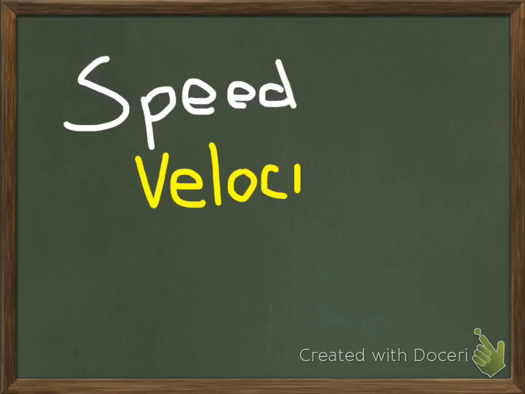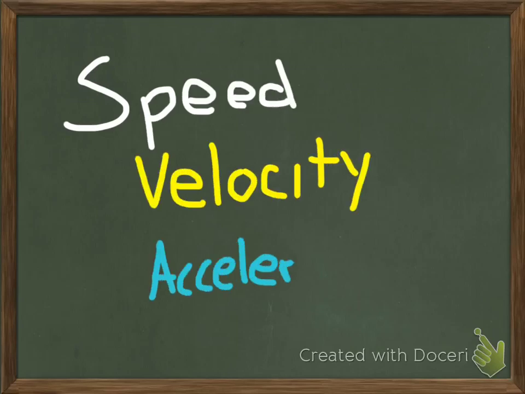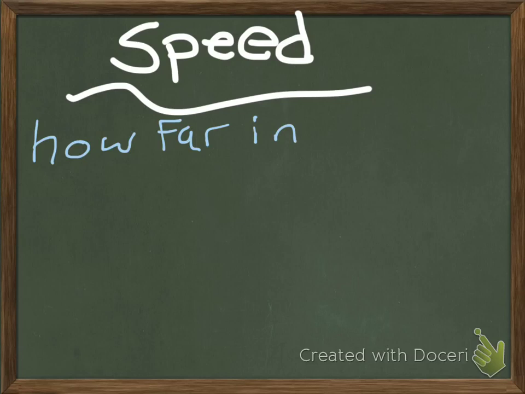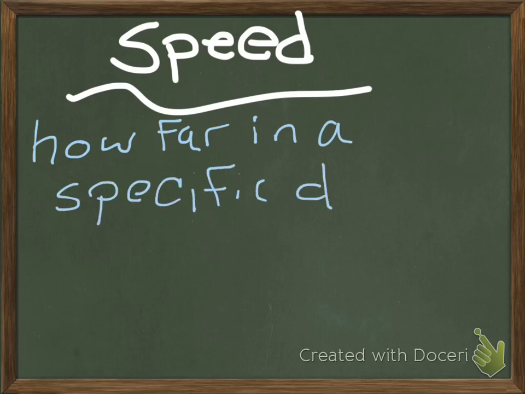Hope everybody's doing well. Today we're going to start off our learning here by talking about speed, velocity, and acceleration. So let's get right into it. Let's start off with speed. So speed is how far something can go in a specific amount of time. So in order to have a good speed, you need two things. You need the distance and you need the time.